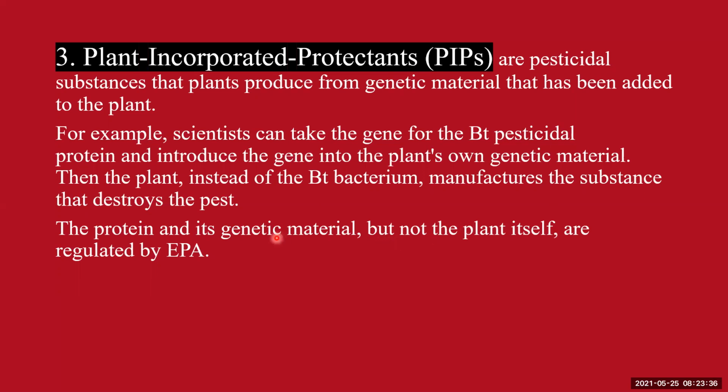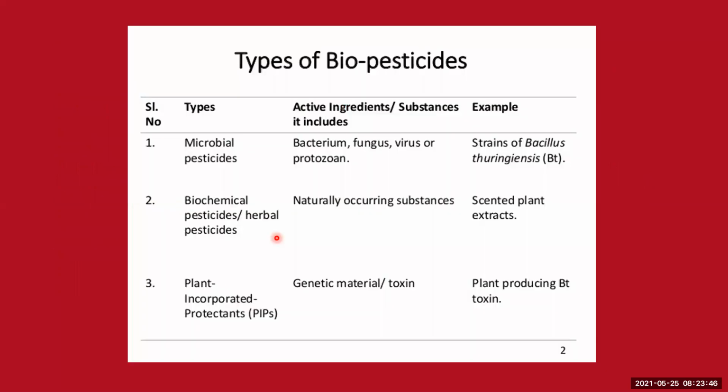Now this is how we can manage insect pests by biological methods, that is by using microbial pesticides or herbal or biochemical pesticides or PIPs, transgenic plants. So these are the three classes of biopesticides: microbial, biochemical or herbal, and plant-incorporated protectants. That we have discussed now.